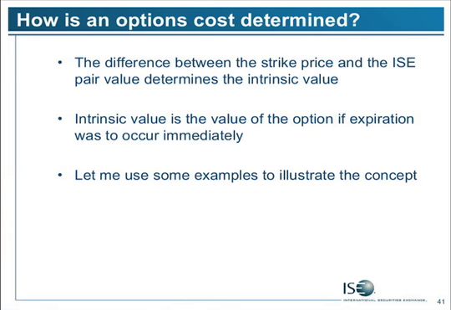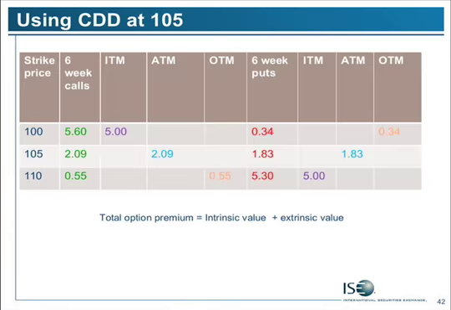Let me go through it. So let's just use an example of U.S. dollar Canadian trading 105. I know it's a little bit lower. It's around the 103 range, but let's just say it was 105, and I did this a couple weeks ago where it was 105.